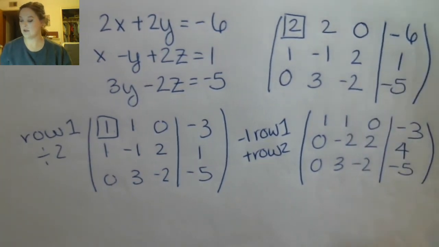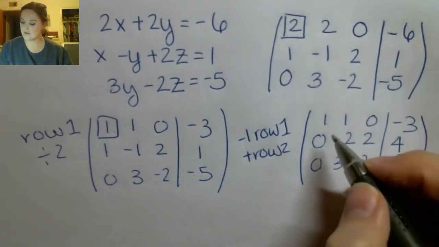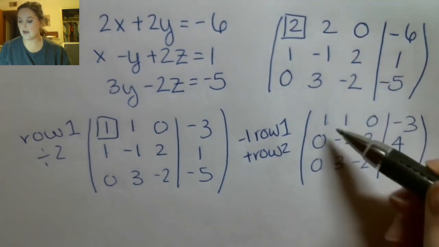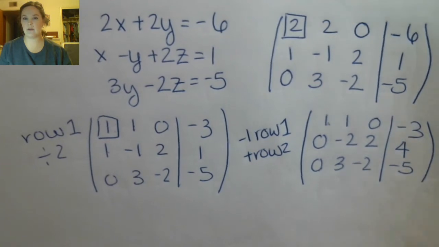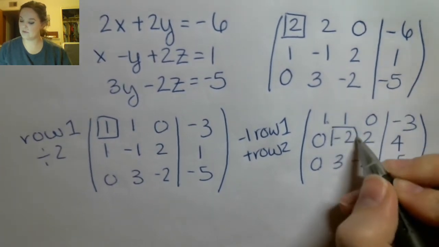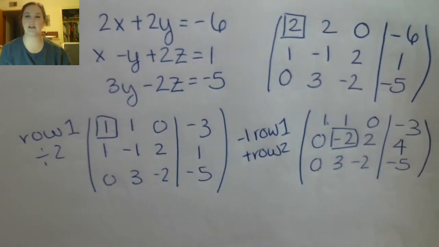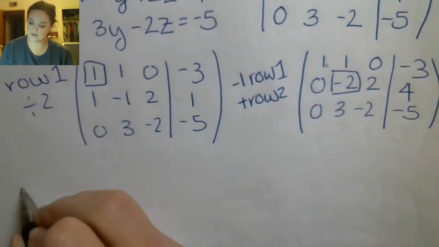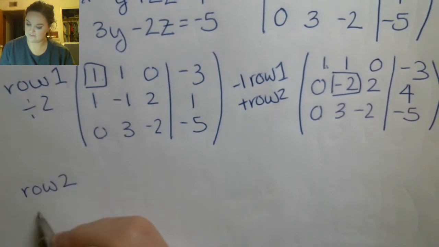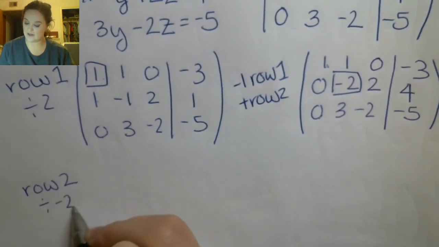Now because I already had a 0, I have the form that I want, 1 on the diagonal, 0 below it. So I'm going to move to this column and look at my diagonal entry. I'm going to use division to make this a 1. So I'm going to divide that whole row by -2.